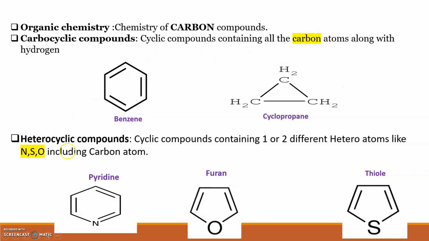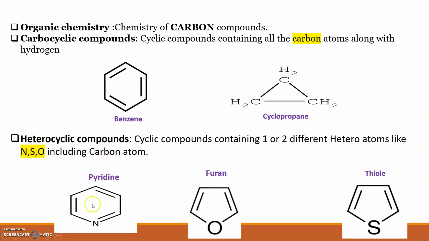Second, heterocyclic compounds. What are heterocyclic compounds? Cyclic compounds containing one or more different heteroatoms like nitrogen, sulfur, or oxygen, along with carbon atoms. If we compare these two, carbocyclic and heterocyclic compounds, both are cyclic compounds. But what is the difference between carbocyclic and heterocyclic? The presence of heteroatoms like nitrogen, sulfur, or oxygen along with carbon atoms is known as a heterocyclic compound.